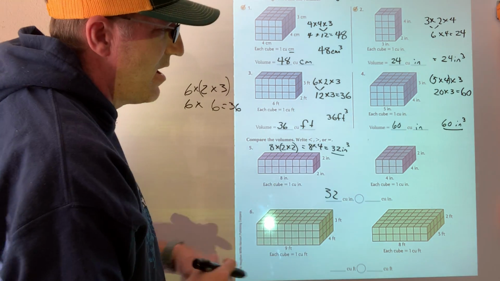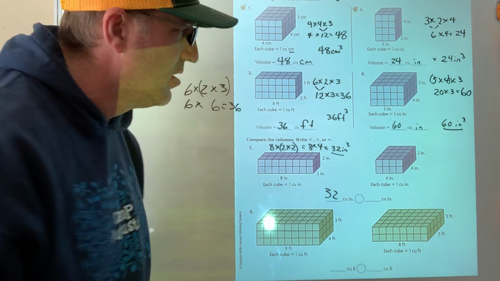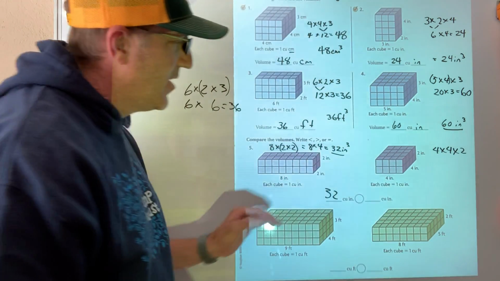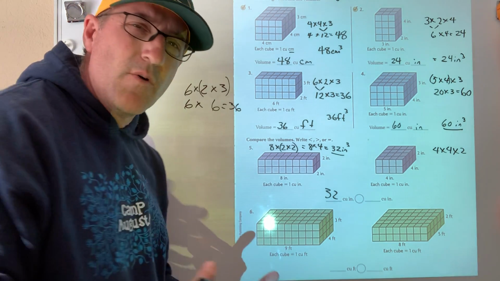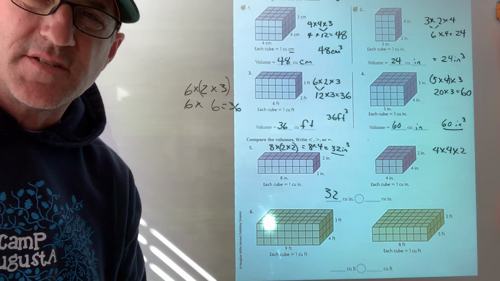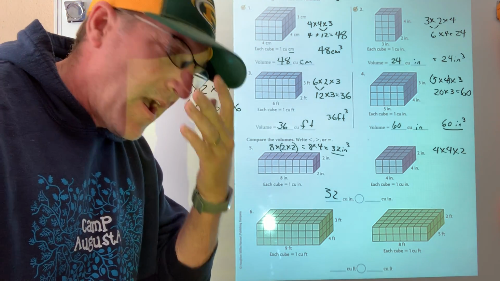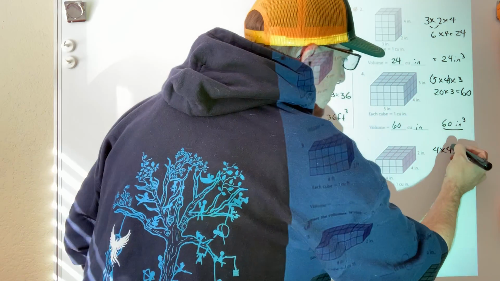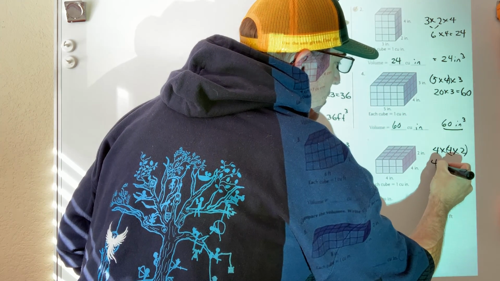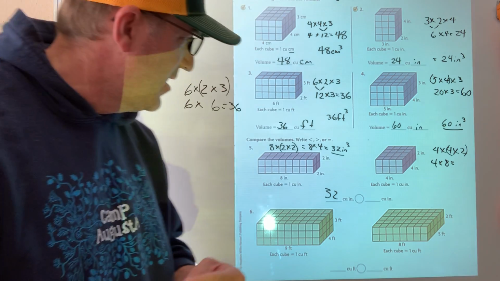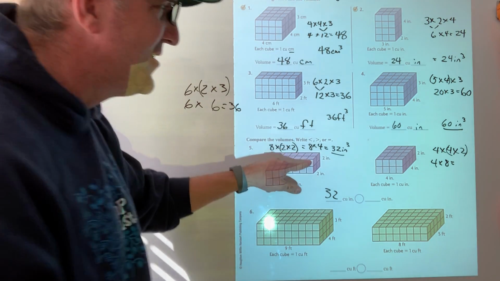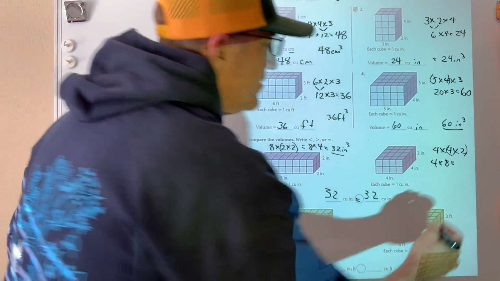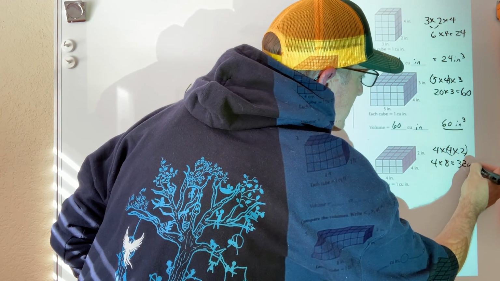So I write 32 there. Now here I have 4 times 4 times 2. I've got a little bit of extra room over here on the side. What should I multiply first? 4 times 4 or 4 times 2? I'm going to multiply 4 times 2 because that gives me a number, 8, that I can then multiply by 4. Okay, so this gives me 4 times 8. 4 times 8 is 32, right? So these, of course, equal 32 inches cubed.